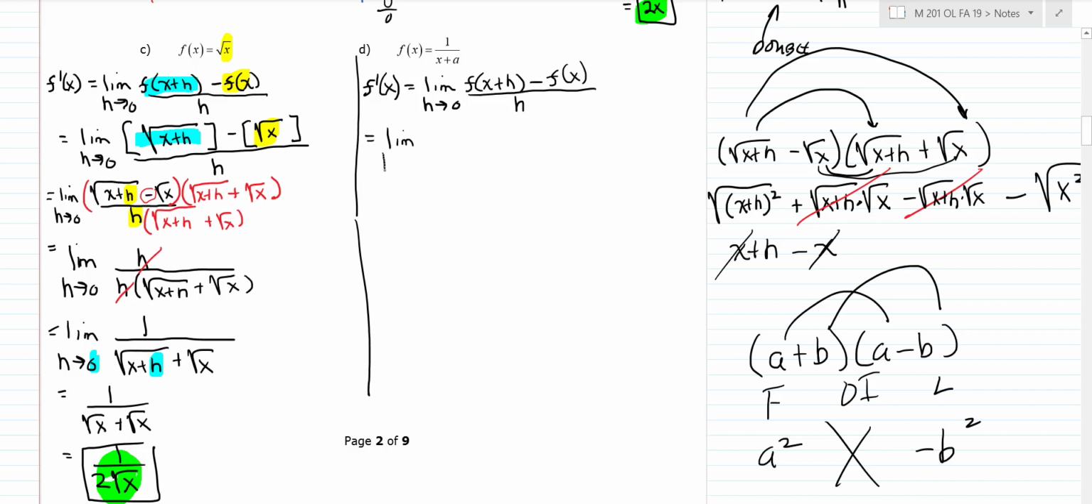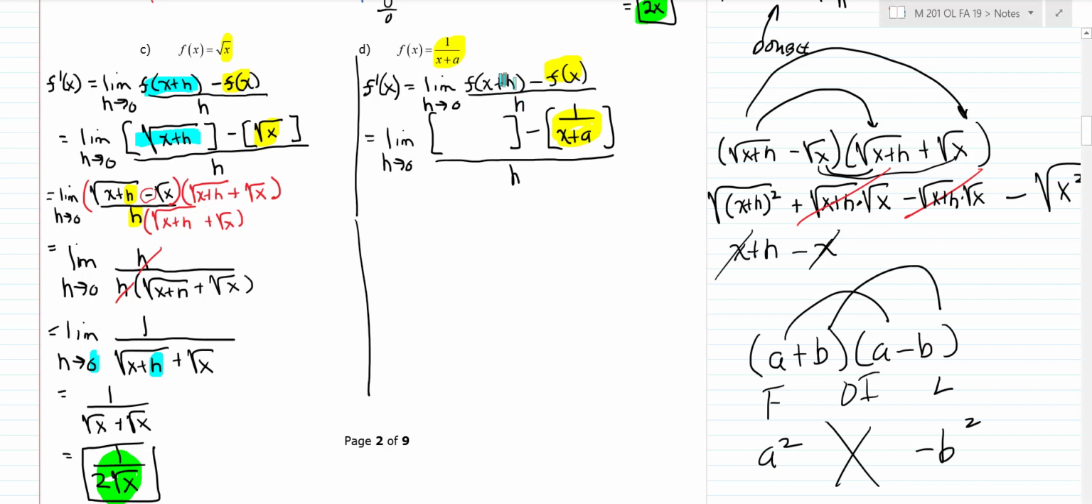So we have limit h goes to 0. Again, let's do the setup the way I've been showing you how to get this set up. That's step one, make sure you know how to set these things up. Same thought process. F of x goes here. F of x is what I give you. So that's 1 over x plus a.